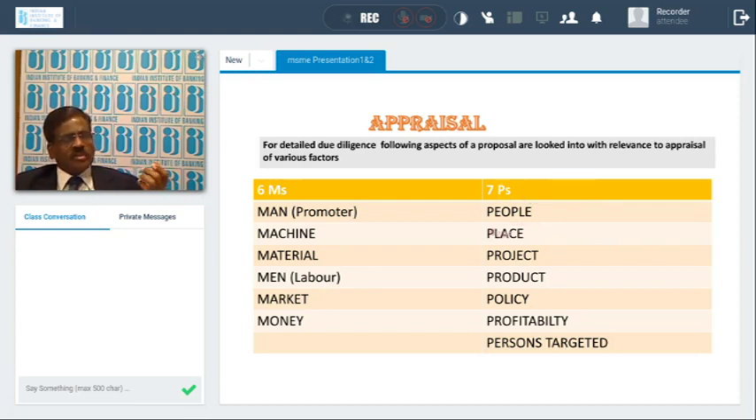Next is the place: where this activity is being carried out. Whether it's in a cluster or an isolated place, and whether that particular place is suitable for this activity or not. Those things you need to address. And what is the project? What product is he manufacturing? What product is he buying, and what product is he selling outside? And what is the policy of the company, and whether that unit is profitable or not. Those things you'll be analyzing here.